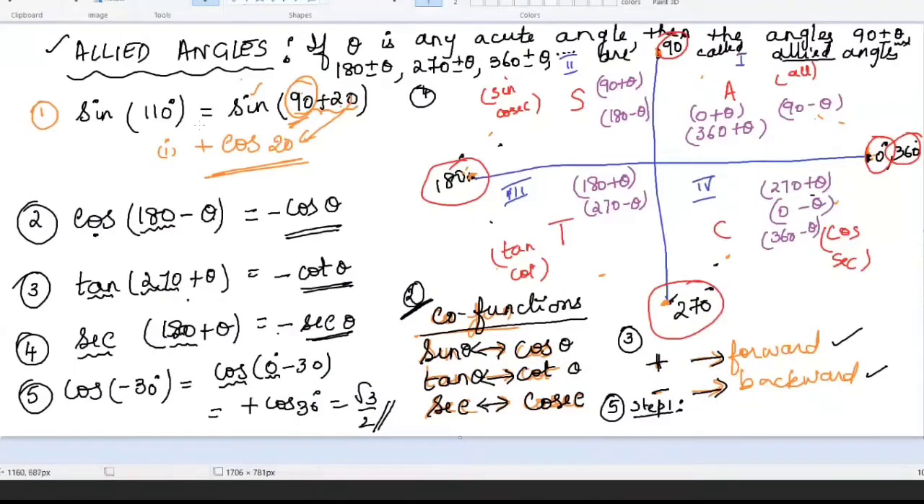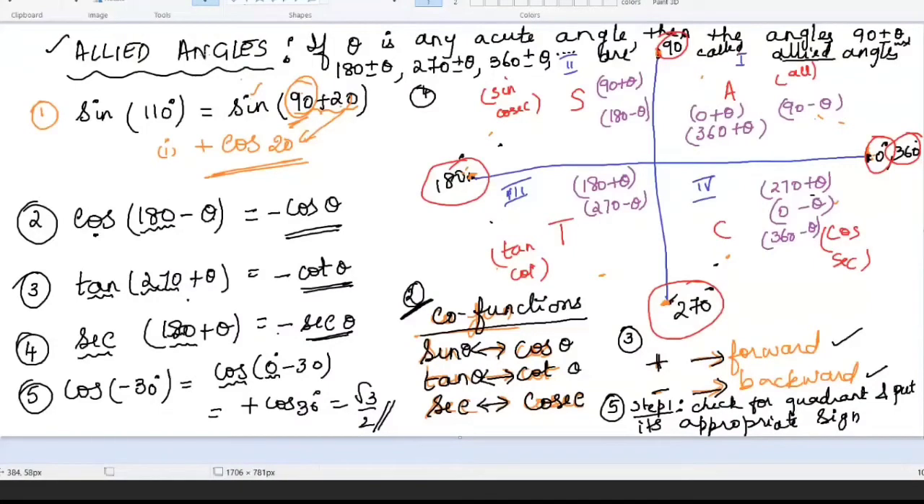First step, how did we learn? First, we were checking which quadrant it belongs to. So write step 1: check for the quadrant and put its appropriate sign, that means plus or minus, for that function. Look at the example. First we checked the quadrant and then we wrote its sign.